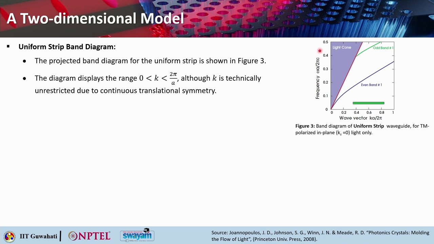Again, these are normalized frequencies: omega a by 2 pi c, and the normalized wave vector is k a by 2 pi. What you can see here is that the diagram displays the range of k from 0 to 2 pi by a. Although k is technically unrestricted due to the continuous translational symmetry, you actually plot it from 0 to 2 pi by a.